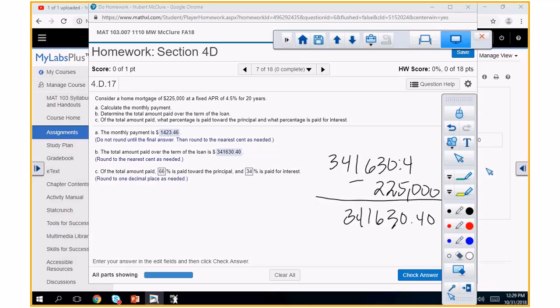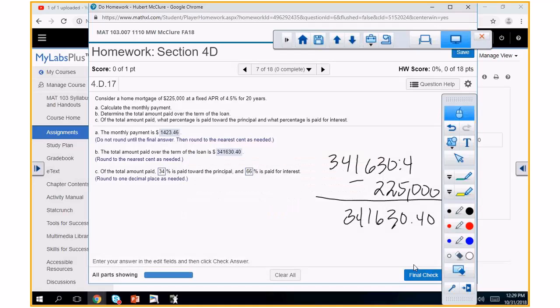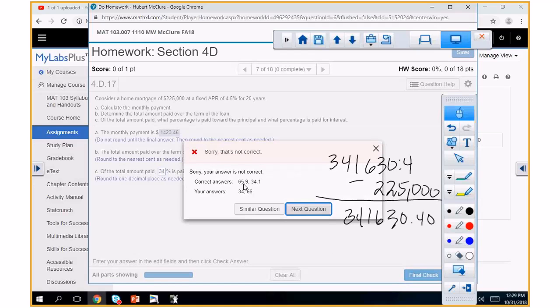You getting 34? Yes, 0.34. I might have it backwards. I'm sorry. 0.34. This is percentage, so it's gonna be 34, right? Yeah, I've got it backwards. Okay, so 34. I hope the rounding ain't messing us up. Let me do the final check. Okay, it's 65.9 instead of 66.